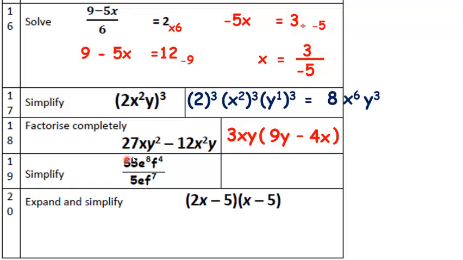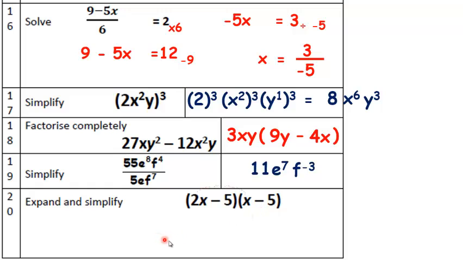55 divided by 5 is 11. e to the 8 divided by e, so 8 take away 1 is 7, and f to the 4 divided by f to the 7 is f to the minus 3. Okay, that should be pretty straightforward.